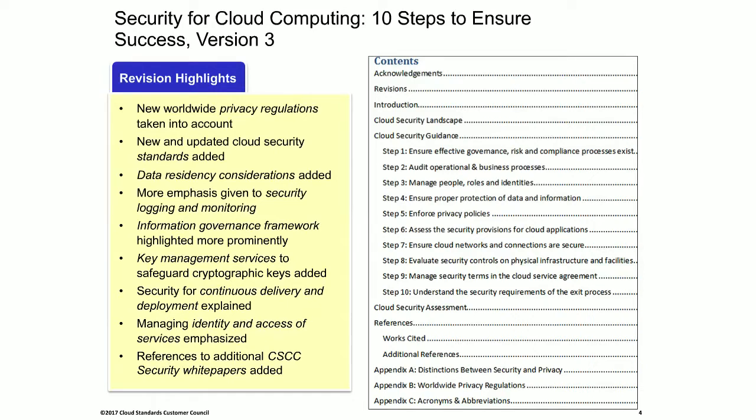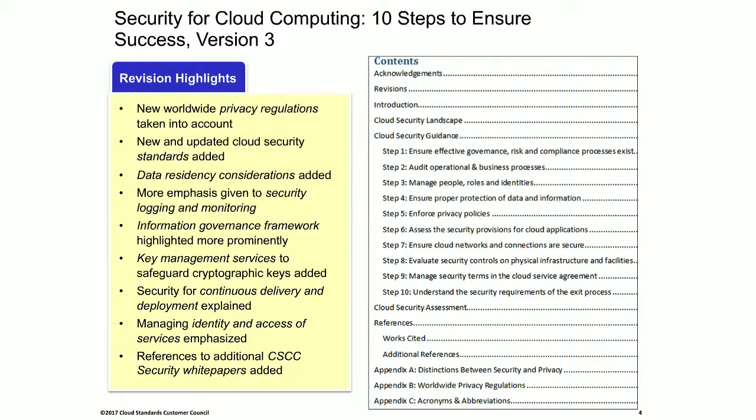We added a section on key management services. Cryptographic keys are very commonly used when dealing with data in cloud services, and key management services for those are becoming very important. We talk also about security for the processes of continuous delivery and deployment. Again, a key element of delivering applications in particular into cloud services.